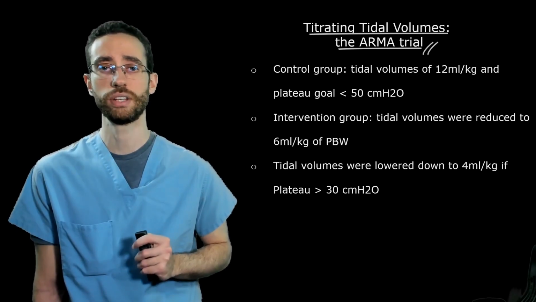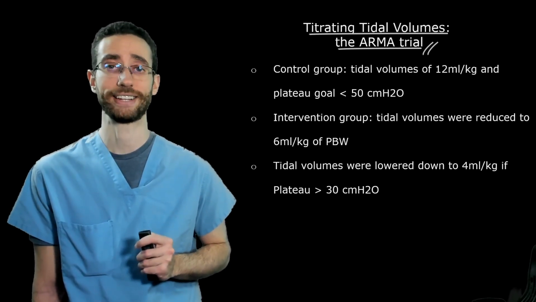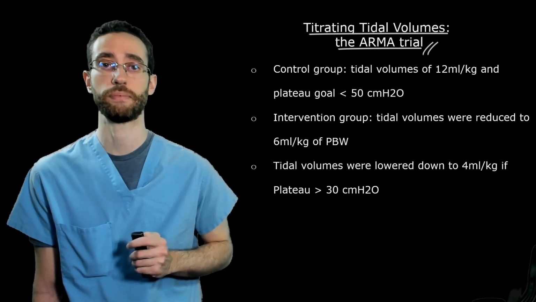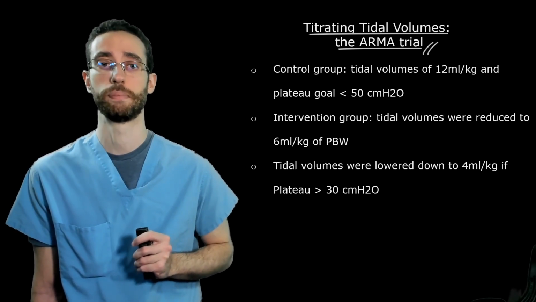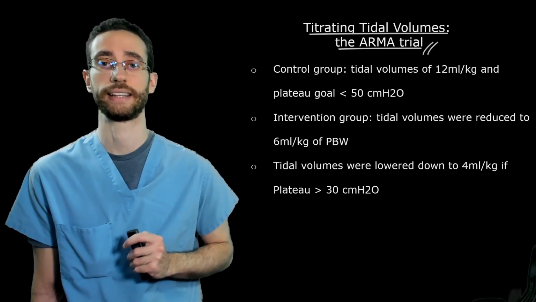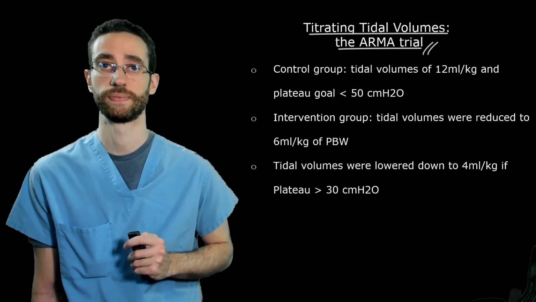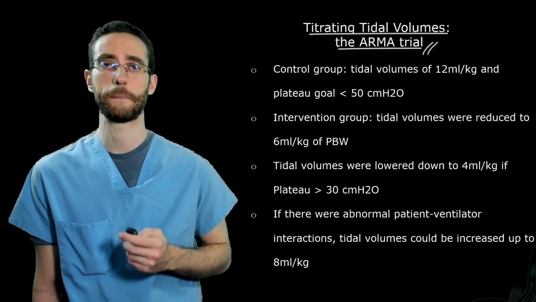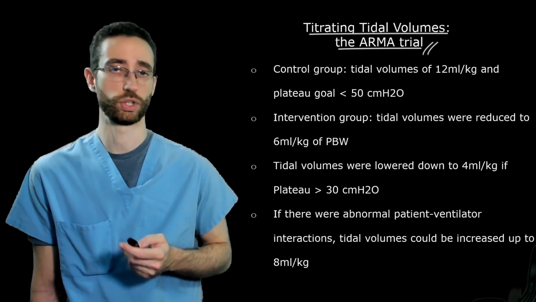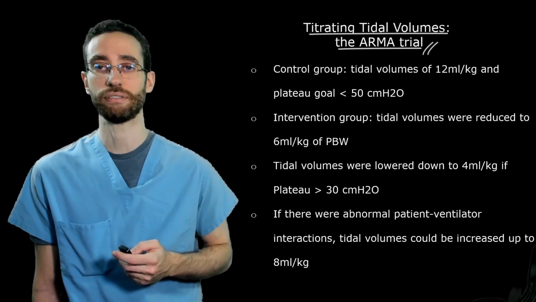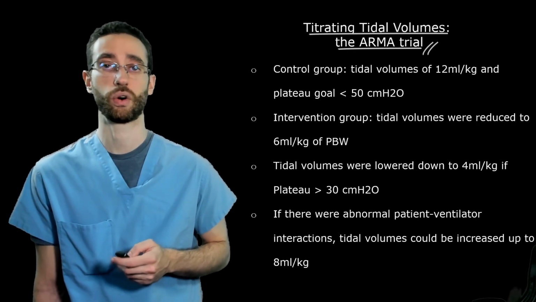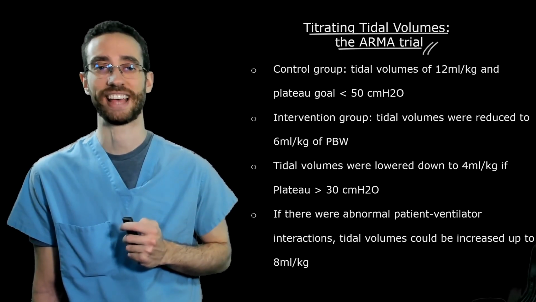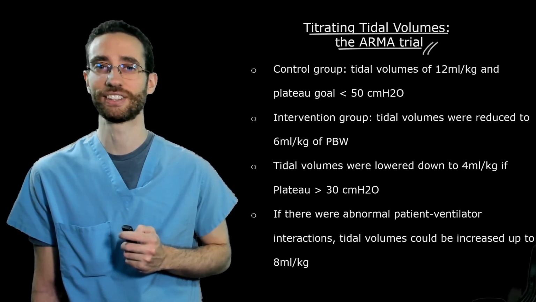However, if there was respiratory acidosis with a pH less than 7.15, despite increasing the respiratory rate up to 35 breaths per minute, plateau pressures above goal were accepted and tidal volumes were not reduced. On the other hand, in the presence of certain abnormal patient-ventilator interactions, which we'll cover in Module 5, tidal volumes could be increased to 7 or even 8 mL per kilogram. A couple of decades after the ARMA trial, have we learned anything new?